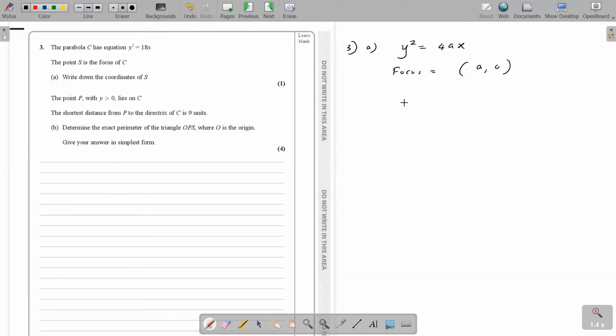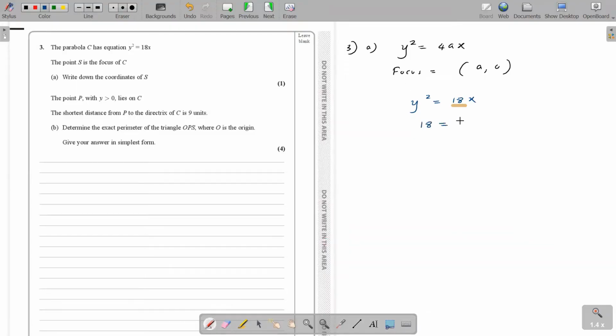So in this case, you have to make your y squared equals 18x also into that format. Can you all make this as a multiple of 4? So this is 4 times 18 over 4. I just introduced that because I need to make the 4ax formula. Or else you could say this 18 is equal to 4a.